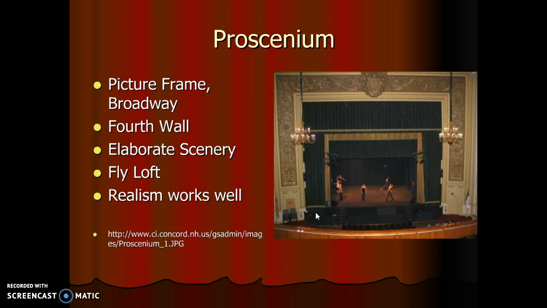It is the most common Broadway type of theater because it's the best space for scenery, because you have all this room back here in the wings to have things move in and out, and you also have a big fly loft where you can fly things in and out of the space. This is the space in which the fourth wall is most easily defined.